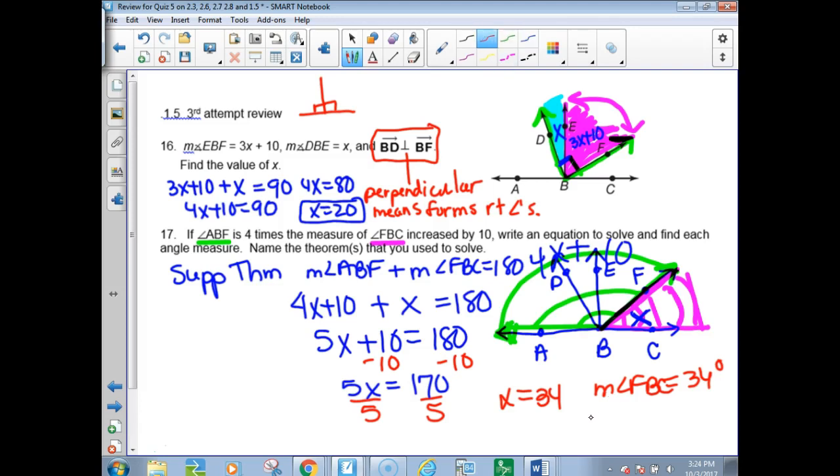Okay, so let's go with now measure of angle ABF. We got to figure out, and it's going to be 3 times 34 plus 10, which you could have figured out by just doing 180 minus 34. Does it come out to 146? Okay.